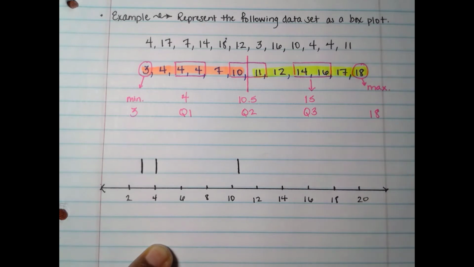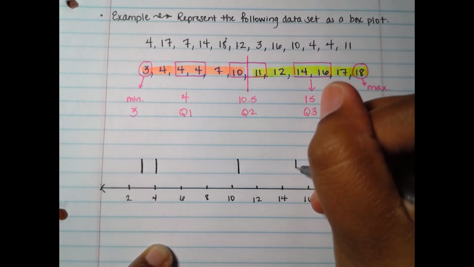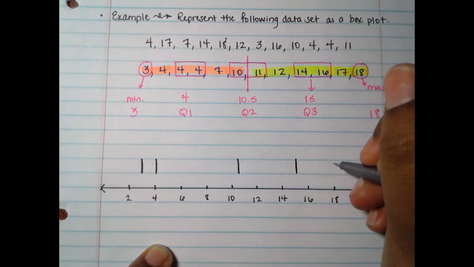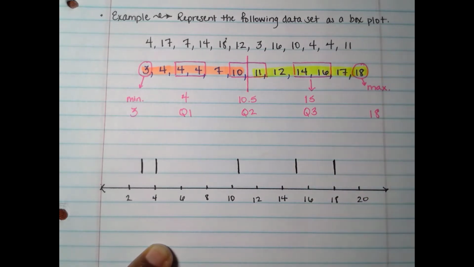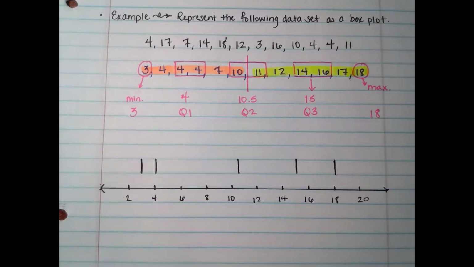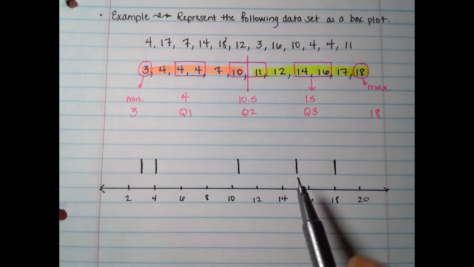Q3 is 15, which would be between 14 and 16. And then my last one is 18, so I'm going to draw my vertical line right above there. So that's the third step. Now we have to draw the box part of our box plot. And we simply do that by connecting the line for Q1 to Q3 to draw a rectangle.